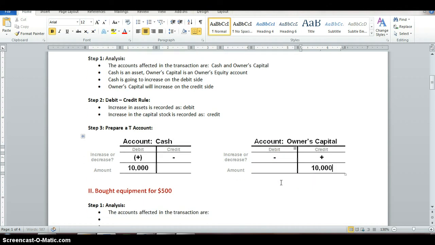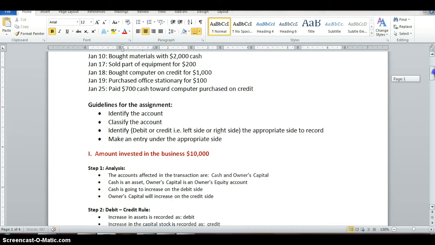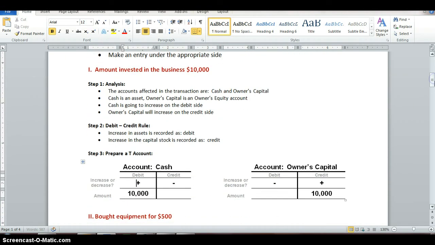Okay, that's all this first part's asking you to do. You don't have to then continue to copy it over into a journal. We're just doing T accounts, kind of a little refresher. I know you guys are probably sick of them by now, but I think we're almost done with them. So bear with me a little longer as you finish these T accounts in part 1 of the assignment.